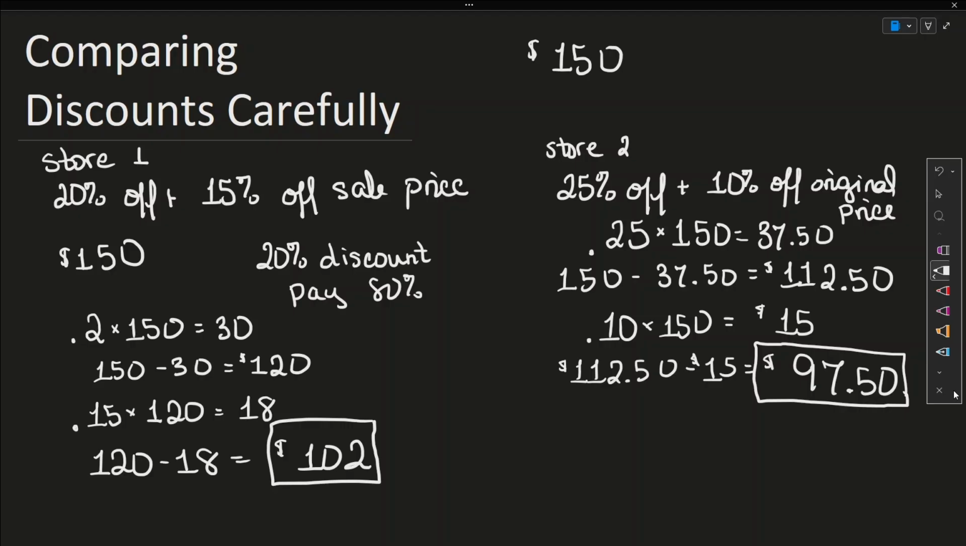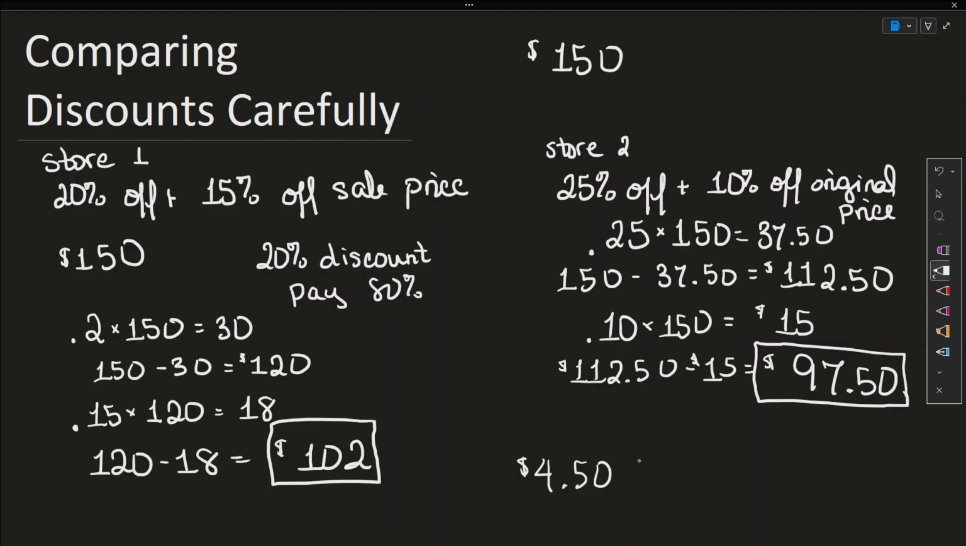Now let's compare. Store 1 had a final price of $102, and store 2 has a final price of $97.50. Since $97.50 is less than $102, store 2 has the better deal. We can even find the difference. If I subtract these two, $102 minus $97.50 we get $4.50. So Mary saves $4.50 more at store 2.